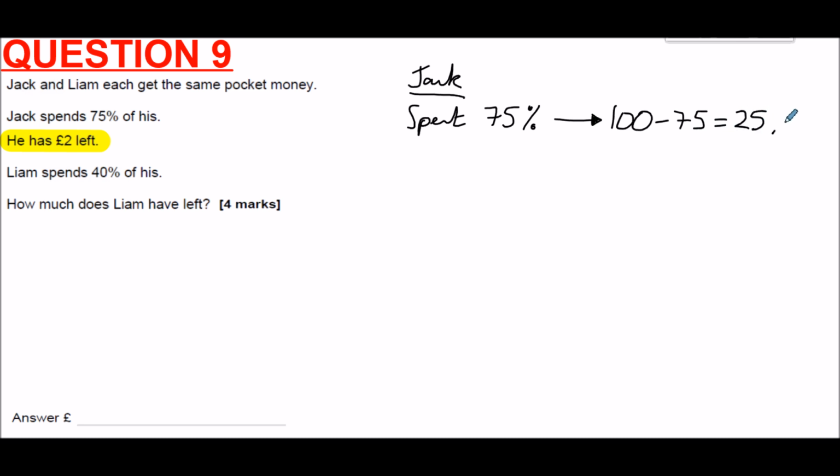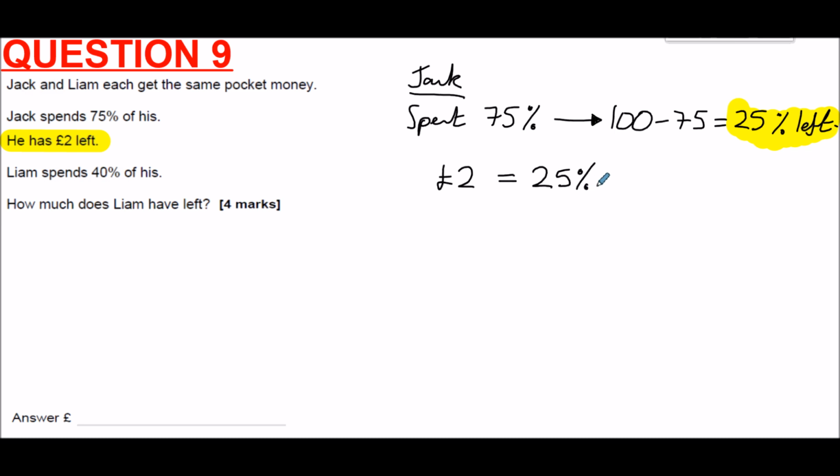So for Jack, if he spent 75% of his pocket money, what that means is we can work out what percentage he's got left. So before anything happens to an amount, we always start with 100% of its value. So if he spent 75%, that means he's still got 25% left. Because 100% take away 75% would still leave us with 25%. But we've been told that he's got £2 left, and so what we can say is that £2 must be 25% of the original pocket money.